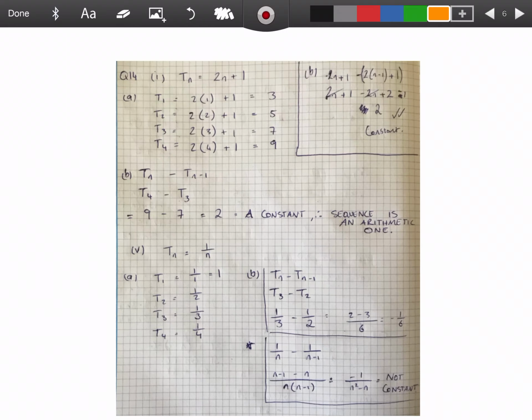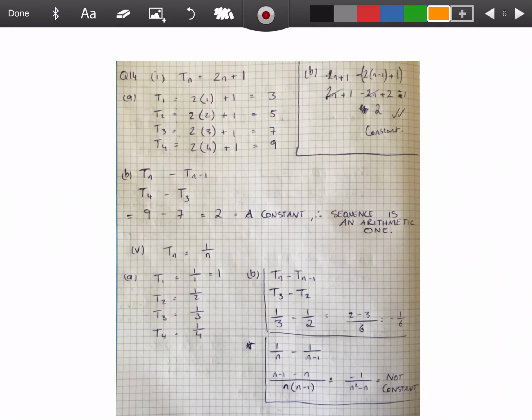So we can see here, I've got my general term, 2n plus 1. So I'm going to substitute in n for 1, n for 2, n for 3, n for 4, and I get my values, 3, 5, 7, 9. Now you can see from there that this is an arithmetic sequence because it's going up in 2 each time, no hassle. But to prove it, I suppose we need to see.